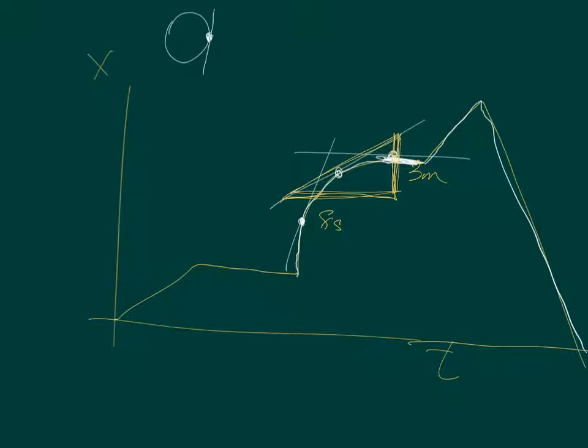There you go. Your rise is up 3 meters. Over in 8 seconds, your velocity is 3 meters per 8 seconds, or 0.375 meters per second. So just take the rise over the run. Okay? It's a really good question.